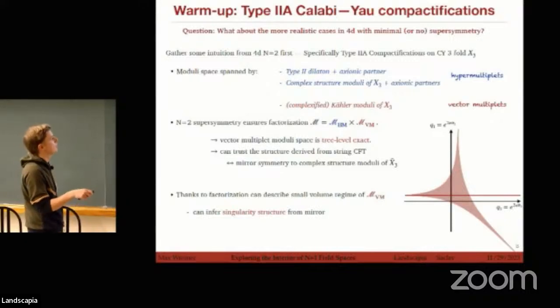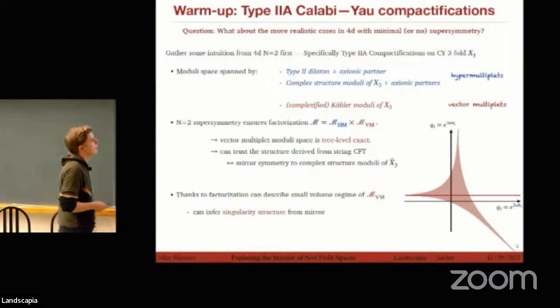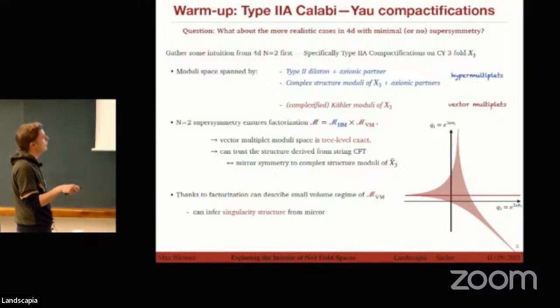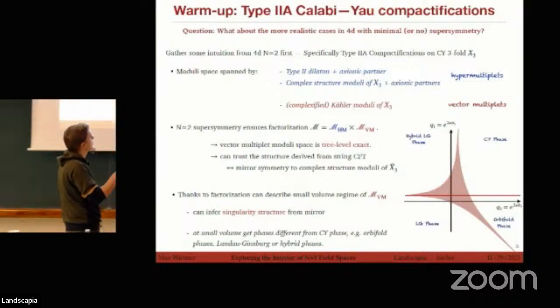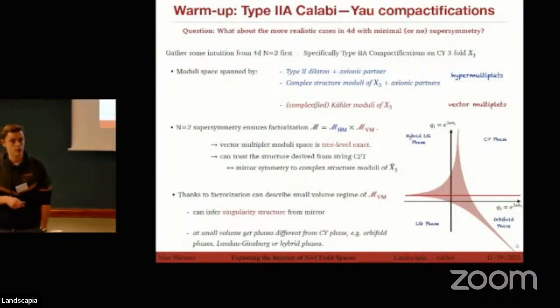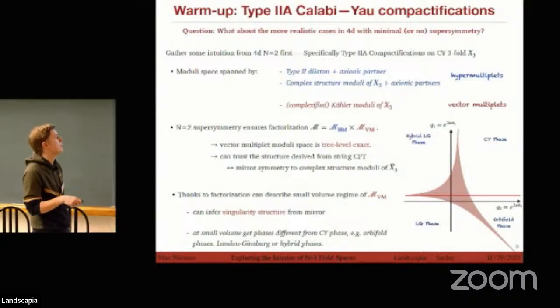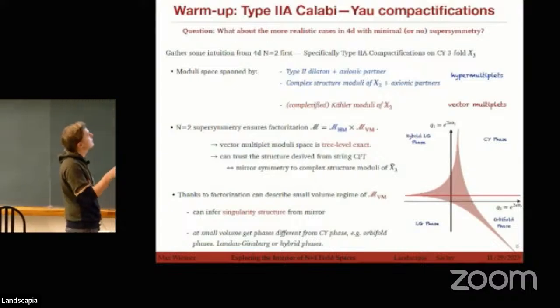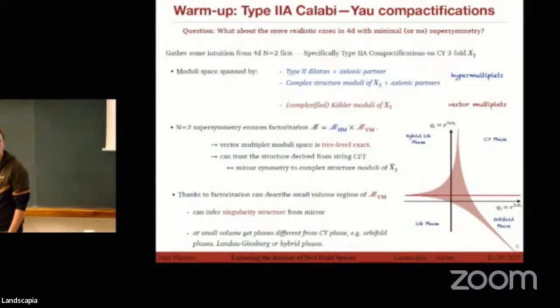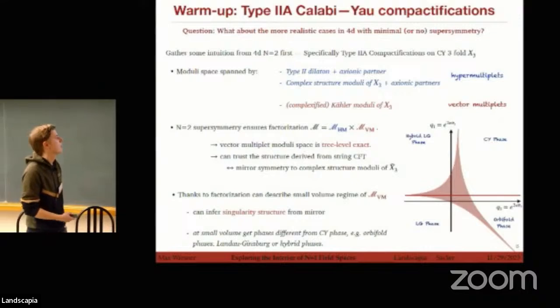So you have here two moduli, in this example, this is just a sketch. Here we would have a Calabi-Yau phase, and we know that if we go to small volumes, we could get other phases that are not necessarily described by a Calabi-Yau, but by some hybrid phase, some Landau-Ginzburg phase, or some orbifold phase. So this is the picture that we know and we love. We know how to describe the type 2A vector multiplet moduli space.